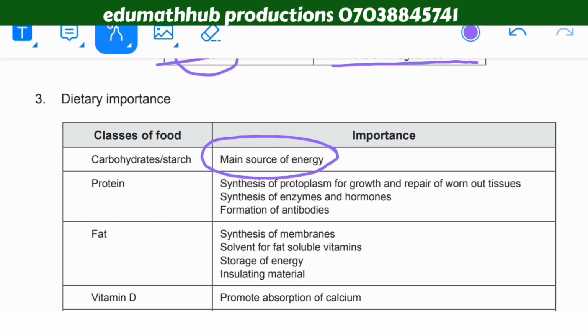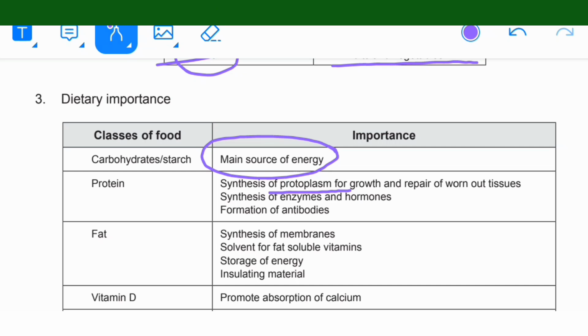Then proteins help in the synthesis of protoplasm. Protoplasm is just the cytoplasm and the nucleus all together, so you call them protoplasm. The protoplasm helps the cell in the repair of worn out tissues. Then it also helps in the synthesis of enzymes and hormones. The enzymes are chemical substances that act like catalysts. They help to speed up biochemical reactions in the body.